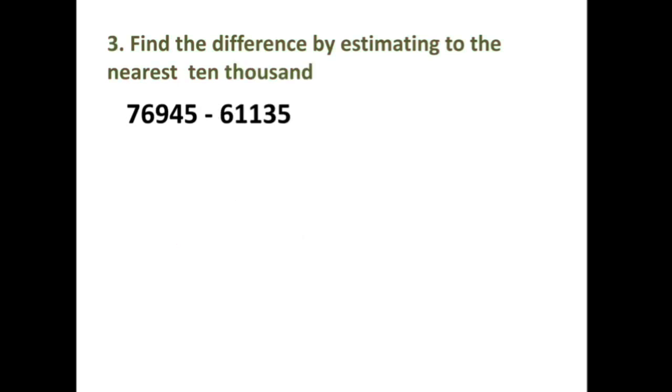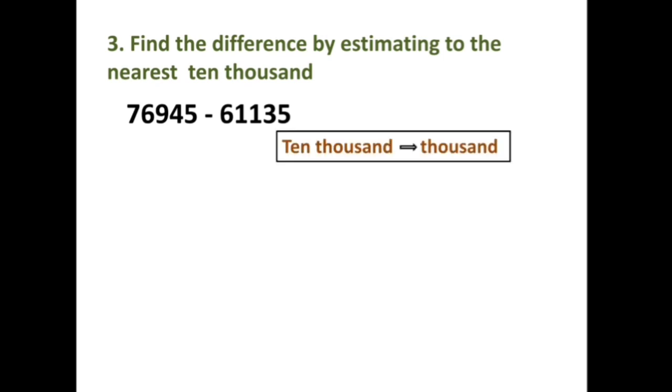Third problem. Find the difference by estimating to the nearest 10,000. The place we need to estimate is 10,000. So which place should we check? We should check the thousands place. In 76,945, which number is in thousands place? 6 is in thousands place.